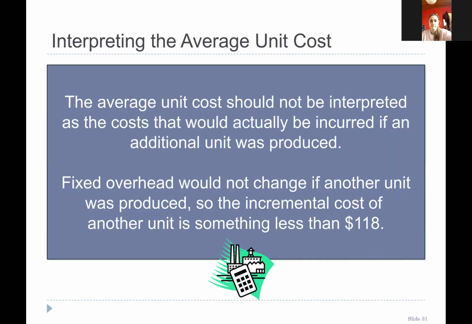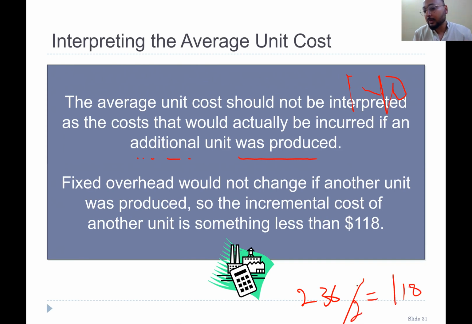Okay, now interpreting the average unit cost. The average unit cost should not be interpreted as the cost that would actually be incurred if an additional unit was produced. So the question is, should we rely on the average costing method? The answer is no. Why? Because average cost is not the same. Our cost was 236. We made 2 crates. The answer is going to be 118. What if we made 3 crates with the same cost? The answer is going to be less than 118.